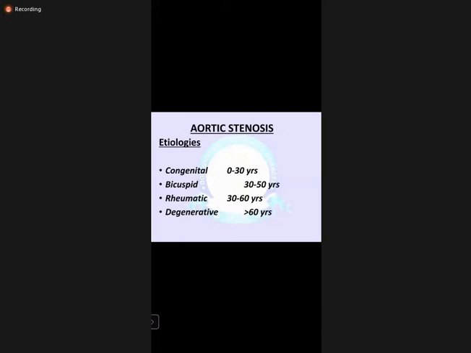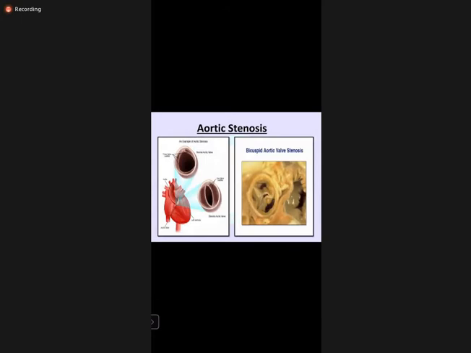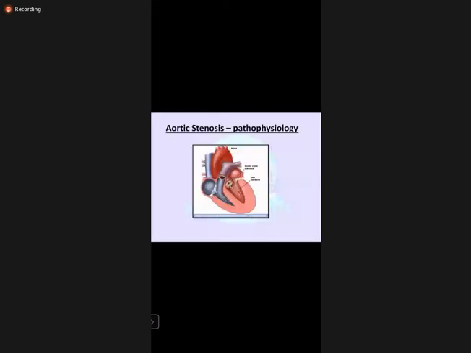In aortic stenosis, the main pathological factor can be congenital, such as a bicuspid valve, or rheumatic and degenerative valves. Here is a picture of aortic stenosis, in which you can see the bicuspid aortic valve with fusion of the commissures. Here is the pathophysiology of aortic stenosis. Here you can see that because of obstruction of the aortic valve, there is left ventricular hypertrophy.